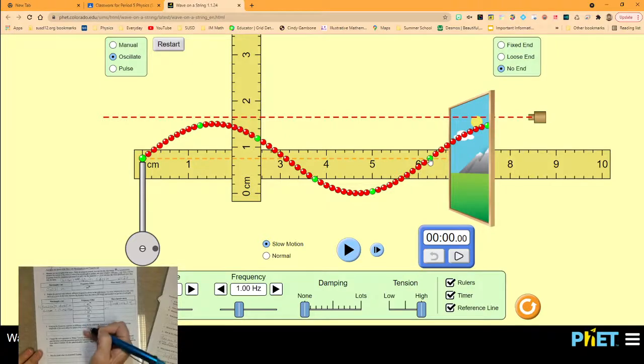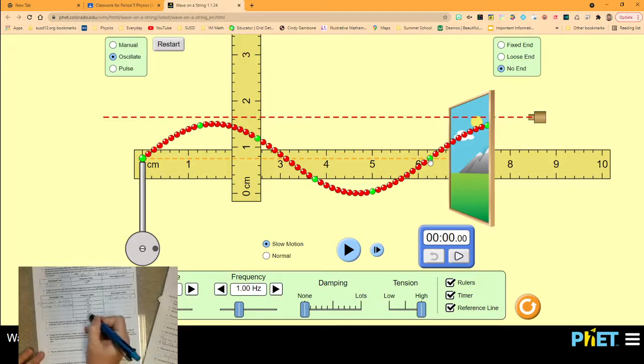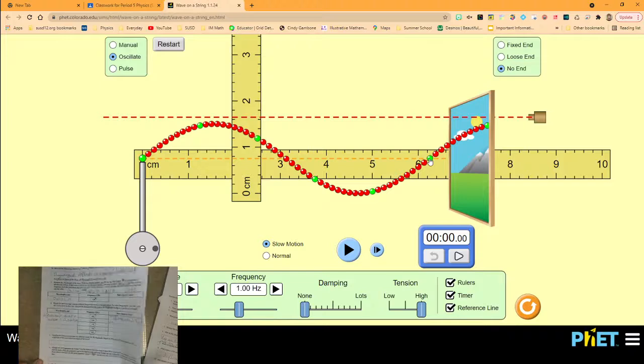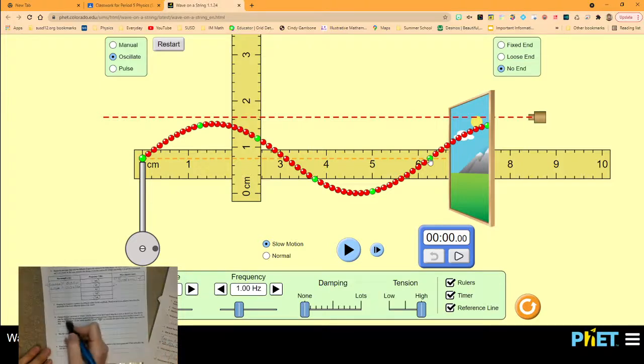Change the frequency to 1.5 hertz and then repeat those steps. Change the frequency to 2.5 hertz and repeat the steps. Change the frequency to 3 hertz and repeat the steps. Now answer the questions 3, 4, 5, and 6. Number 3, keeping the frequency constant, try different values for the amplitude. Based on what you observe, how does the amplitude of the wave affect the speed of the wave?